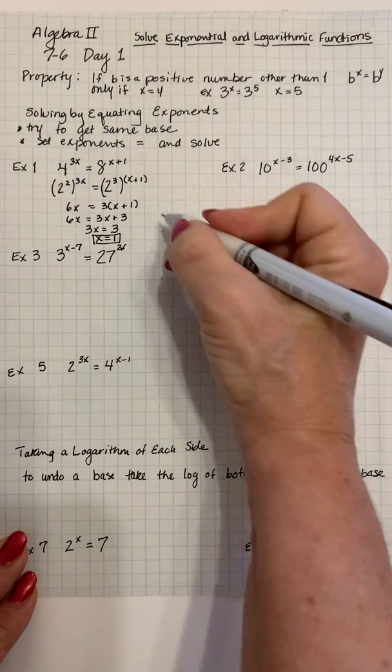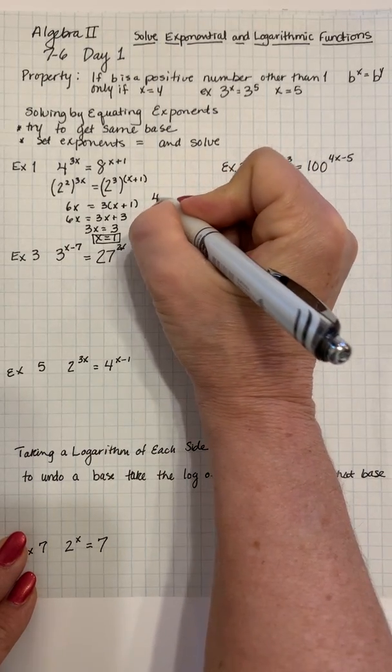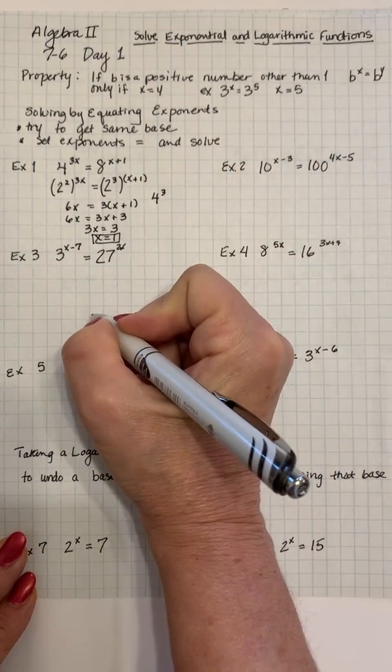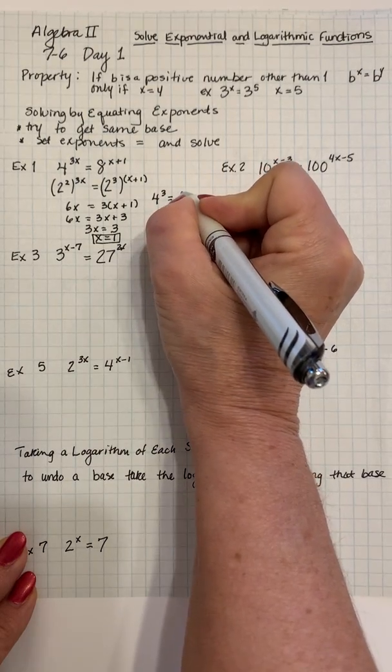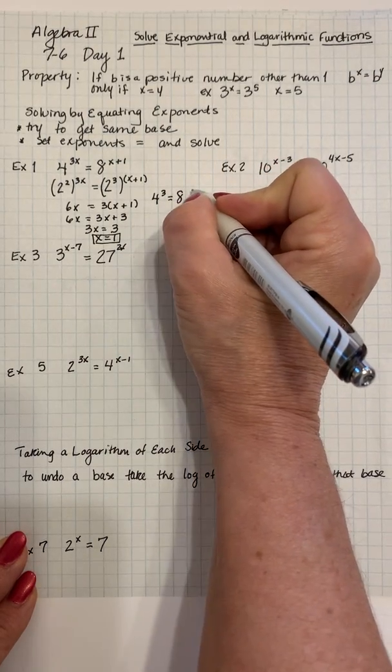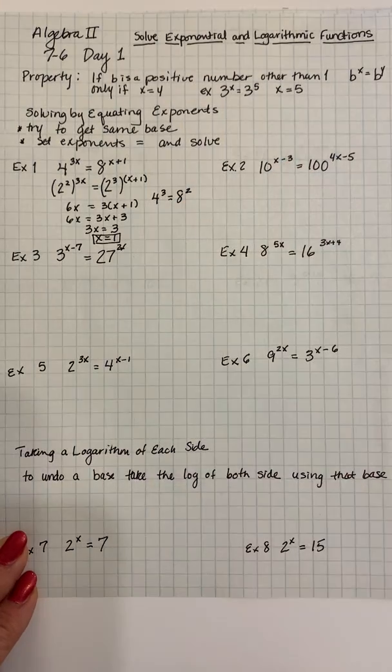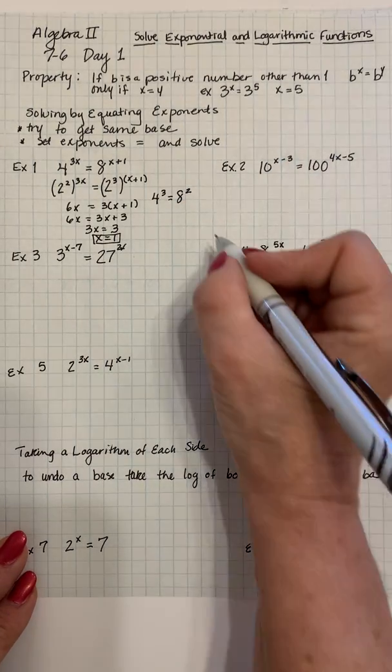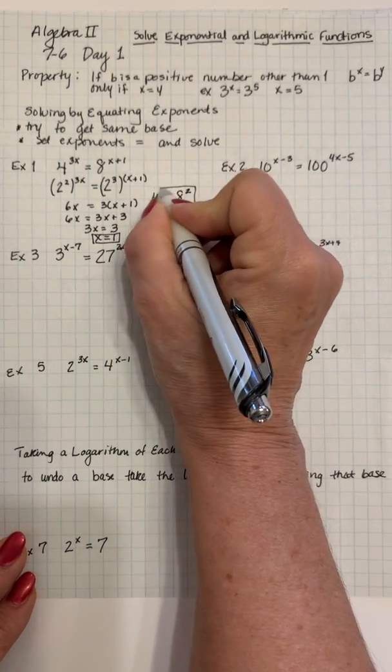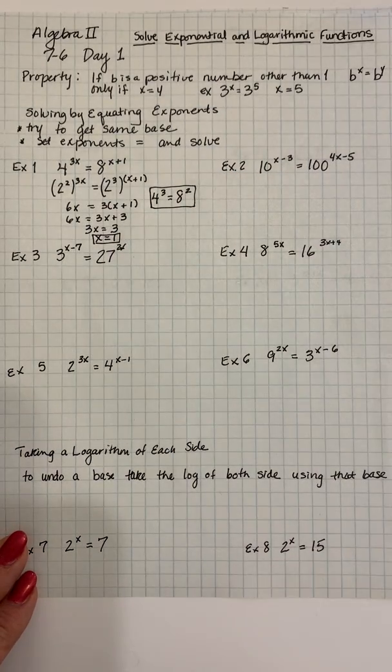And if we were to check this, this would be 4 cubed is equal to 8 squared. And we know that's true. So I won't be checking all of them, but that is true, so it worked.